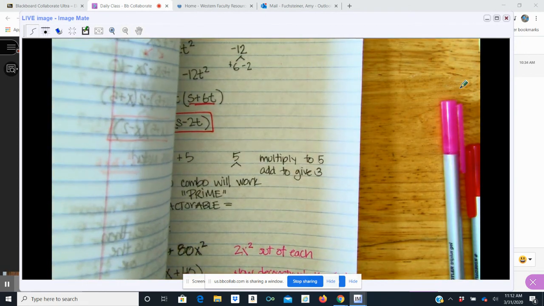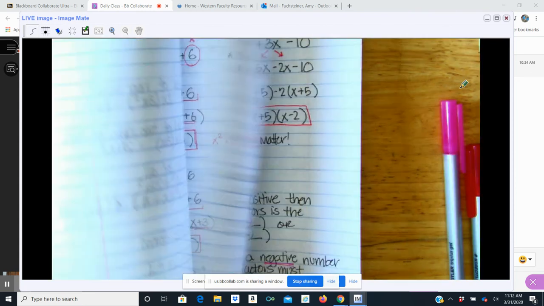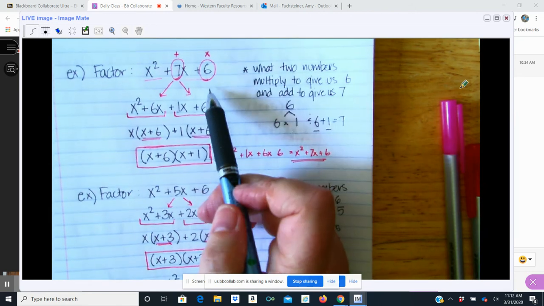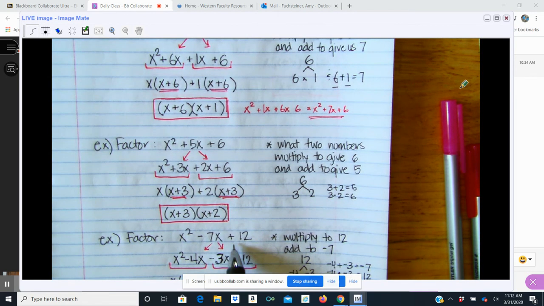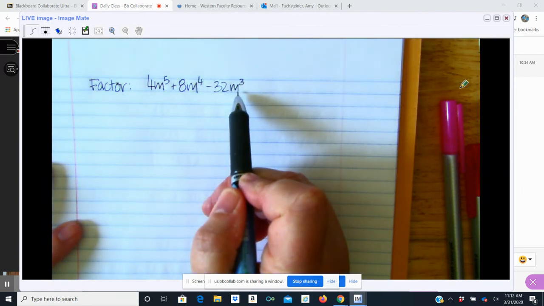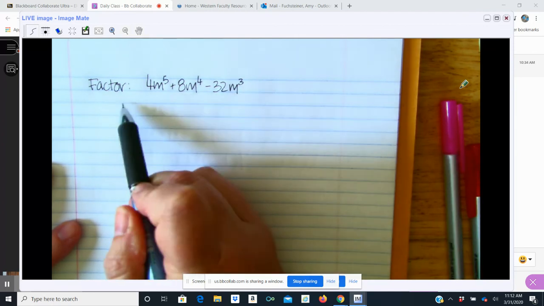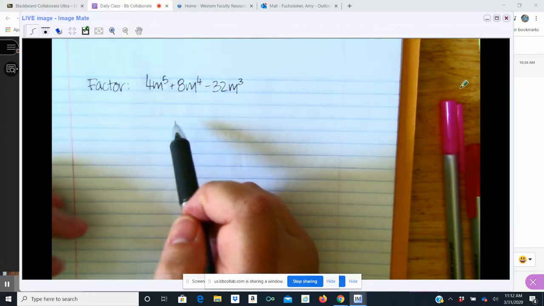Like if you look at the first 5 examples we did on this, you see how it always ended in just a number? Yeah. But this guy ends with an m cubed. So that's a good clue that I can pull something out of all of this. It's not 100%, but it's a good clue.